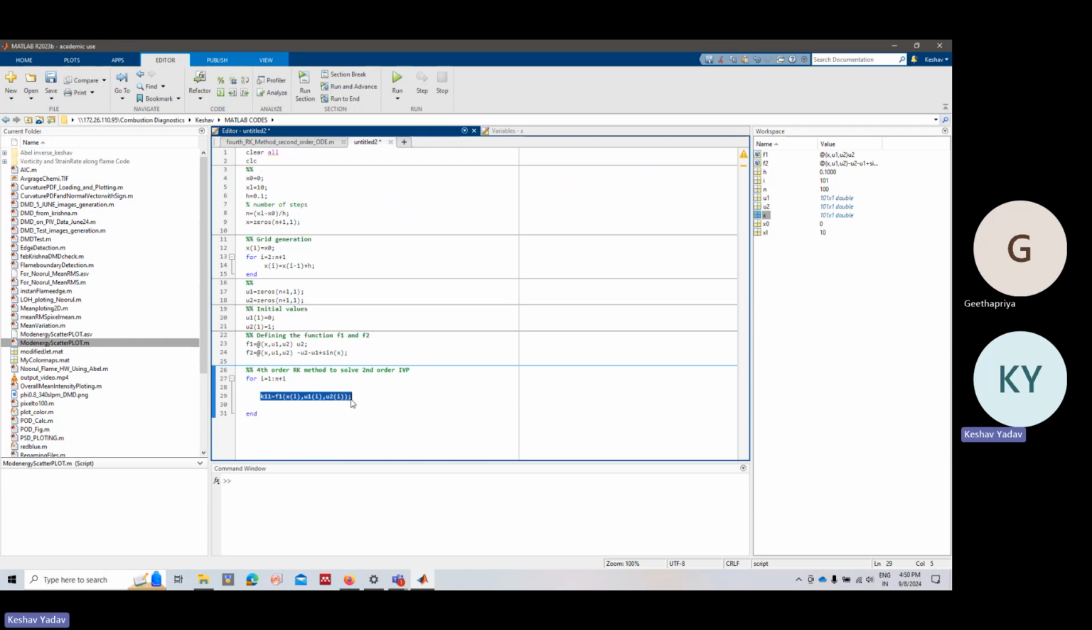Now if I want to find K21, second equation, first value. The first index is the equation number, and the second one is the K number. So this will be equal to the same value, only the function will be F2.